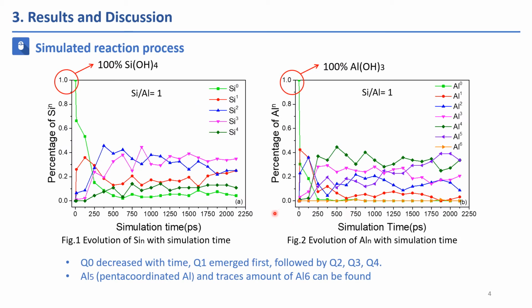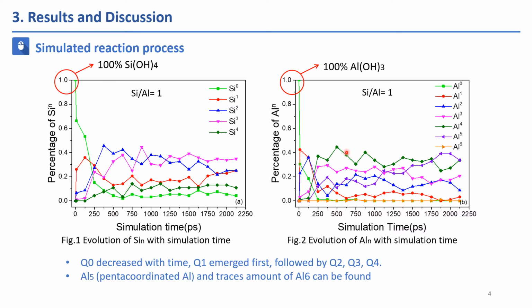We can calculate Q1 at different simulation time to see the reaction process. Figure 1 is the evolution of silicon side with simulation time, and figure 2 is alumina side. We can see at the beginning, 100% is Q0 because all of them are monomers. As time went on, Q0 decreased and Q1 emerged first, followed by Q2, Q3, and Q4. This is consistent with the reality.